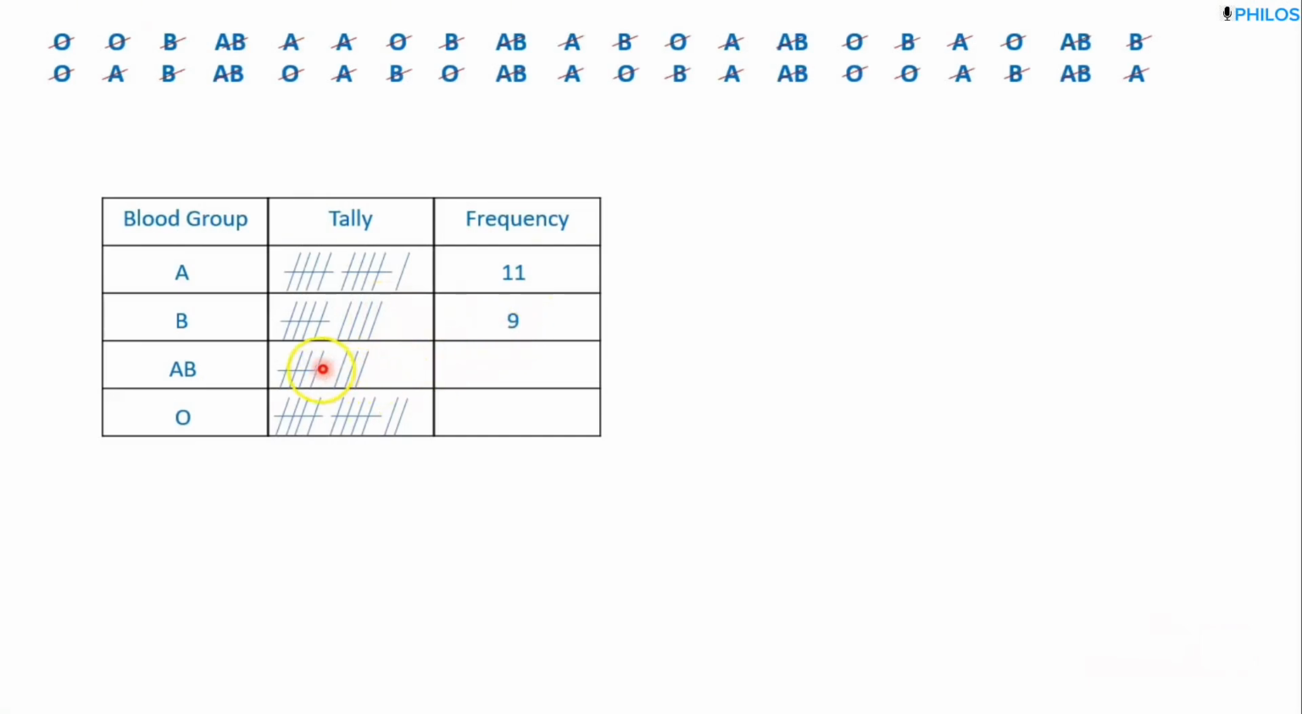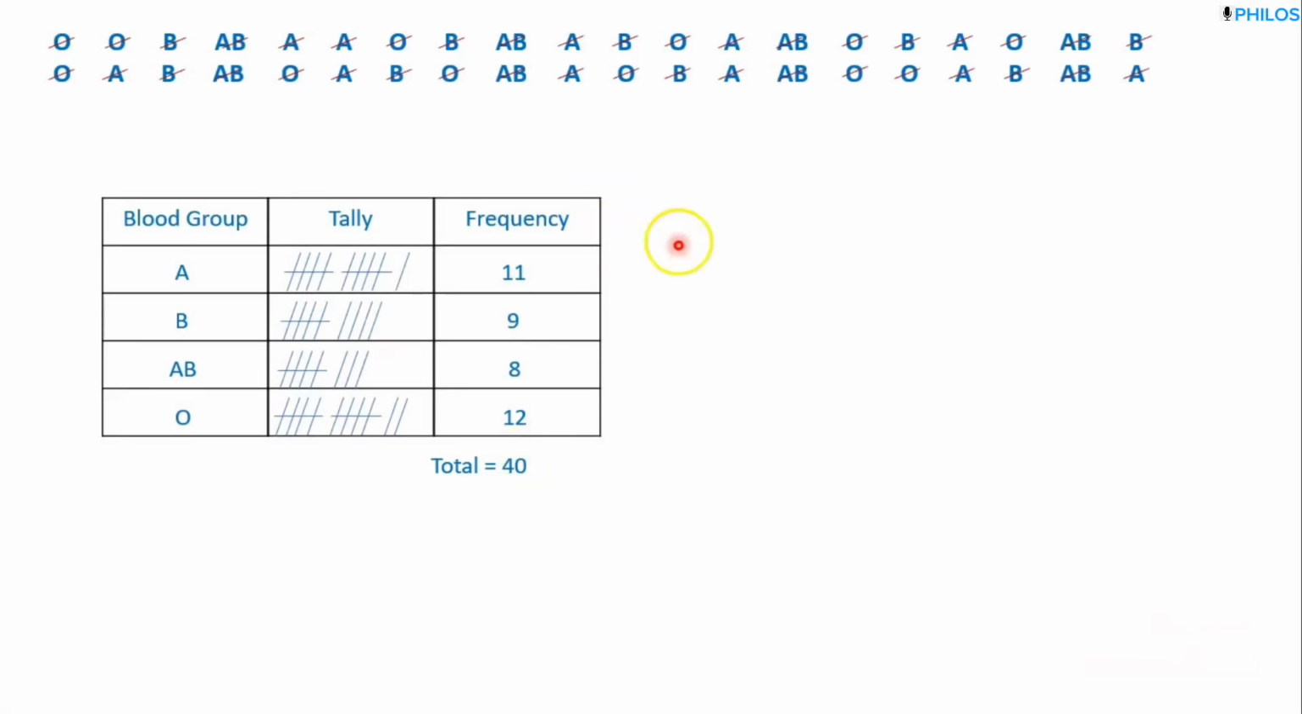Then for AB, 5 and 3, that's 8. So the frequency for blood group AB is 8. Then this, 5, 5, 10, 11, 12. So that's 12. So we have the frequency for each blood group. So the total is going to be 11 plus 9, that's 20, plus 8, 28, plus 12, that's 40. Okay, so total frequency is 40.